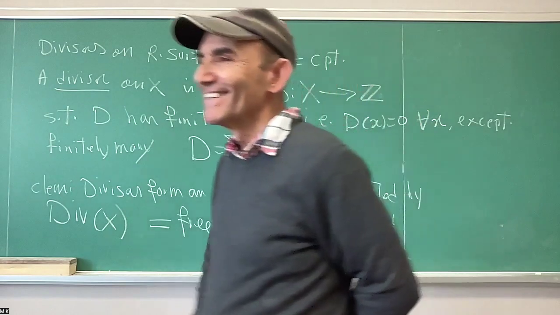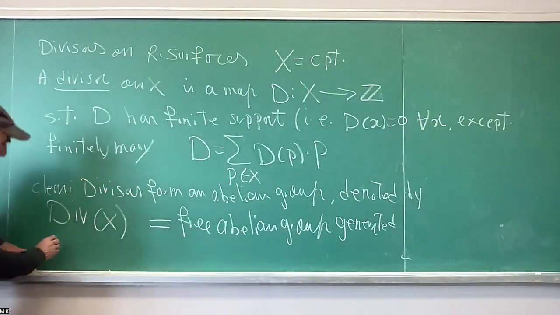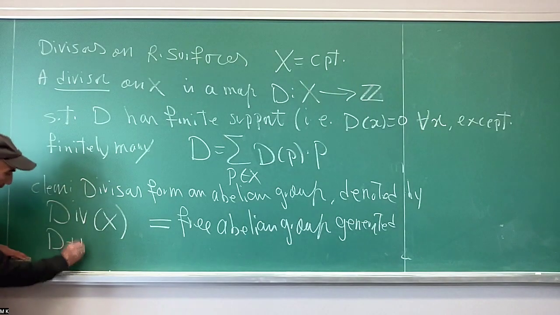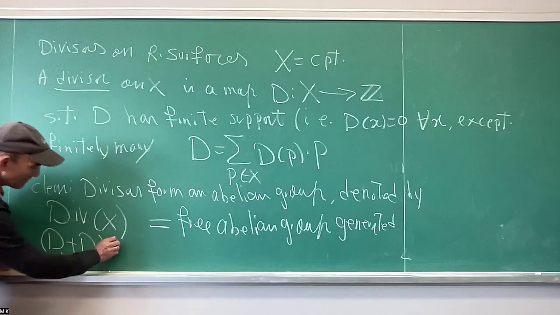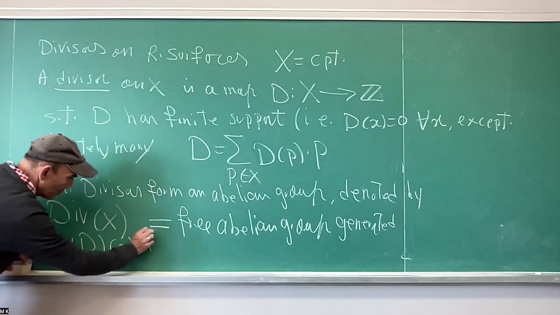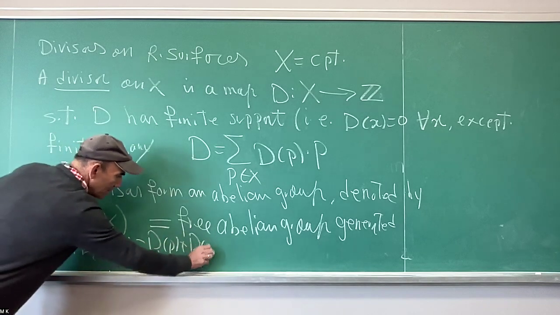Sorry, what's the group operation? Oh yeah, the group operation is addition. D1 plus D2. If I want to define it as a function on X, the value at P is going to be equal to D1 of P plus D2 of P.